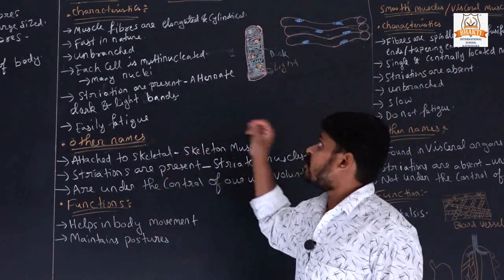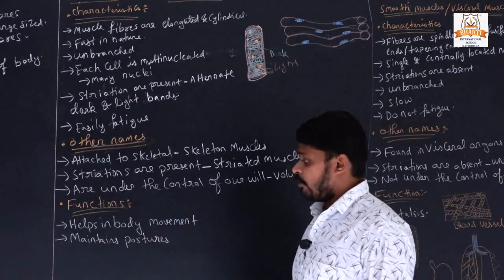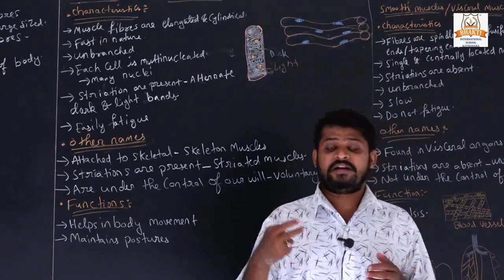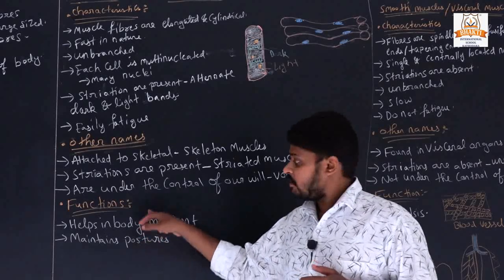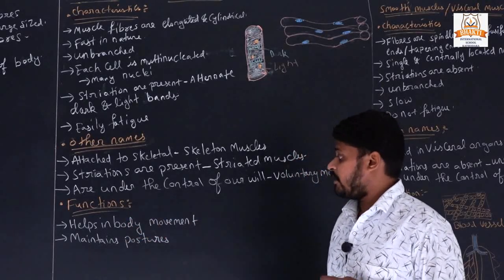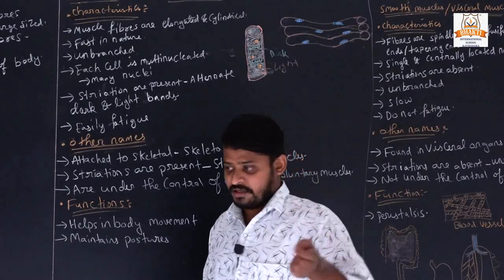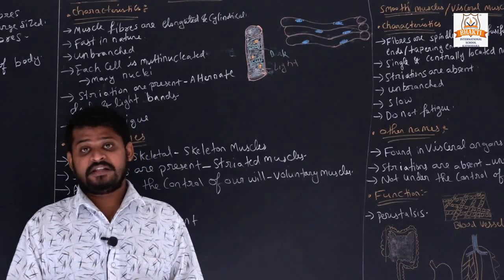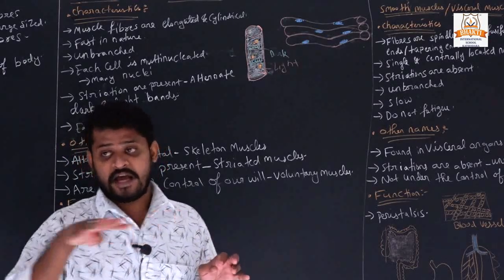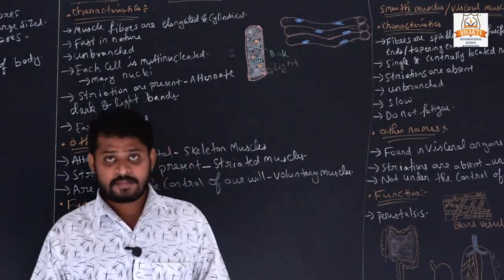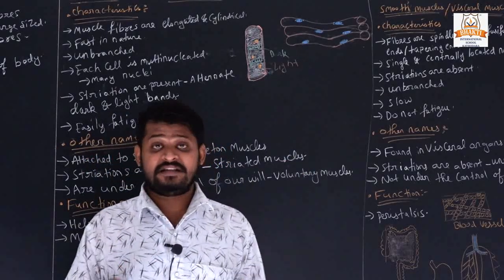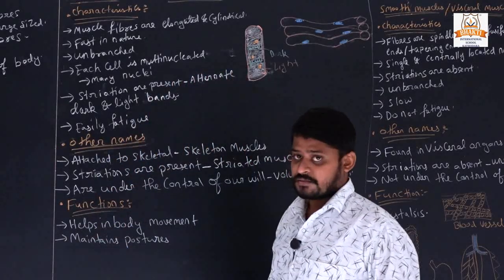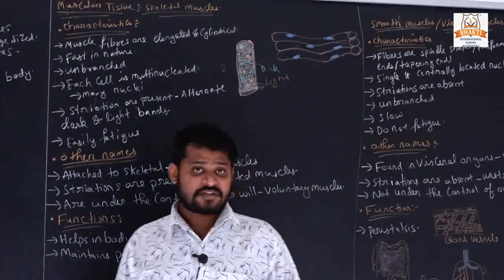Functions. What are the functions of skeletal muscles? Helps in body movement, means if I want to do movement and locomotion, it will help us. That is the function of skeletal muscles. Maintains posture. Recently I told you, if I am standing, this is my standing posture. If I sit, that is my sitting posture. If I lie down, that is my lying posture. So there are different types of postures that are done with the help of skeletal muscles. So this is the structure of skeletal muscles.